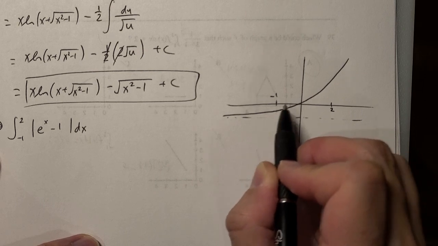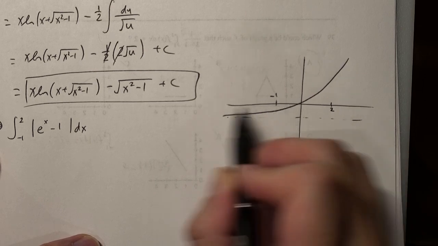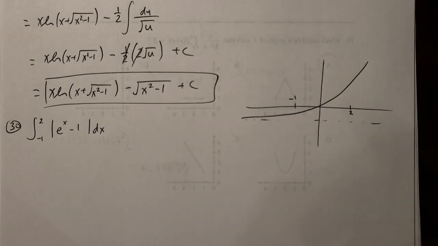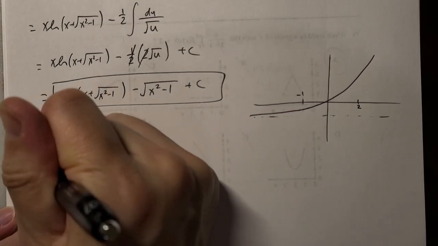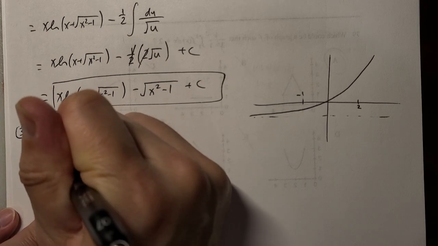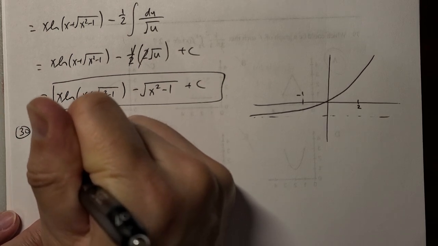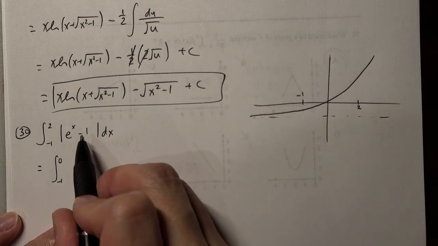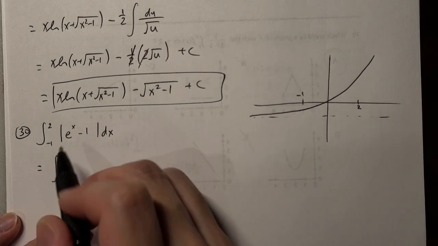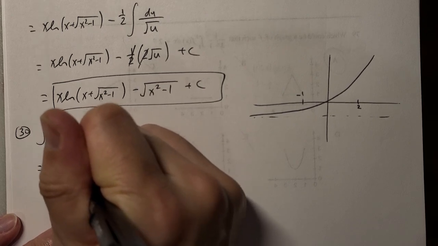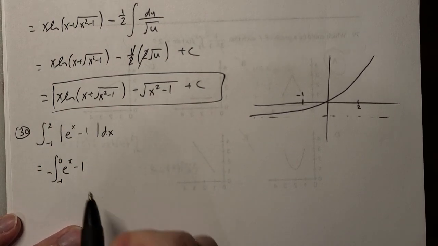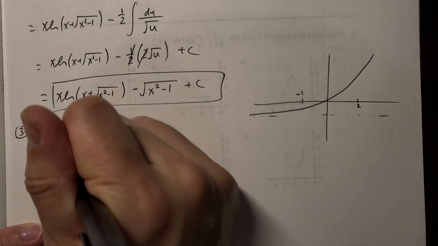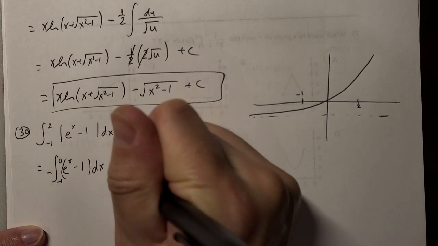But from negative 1 to 0, it's below the x-axis, so it's negative, but we want to take the absolute value. So remember how to do that? We have to flip the sign of the function. So we break this up into minus 1 to 0. This is where it's negative. So instead of e to x minus 1, we have negative e to x minus 1, like this. Or you can write it as 1 minus e to x. Same thing. I'll write it like this though.